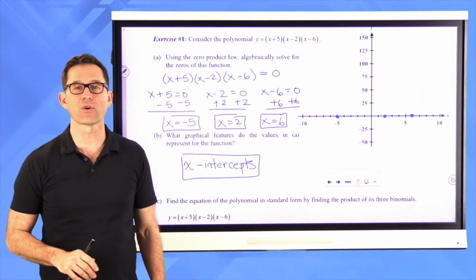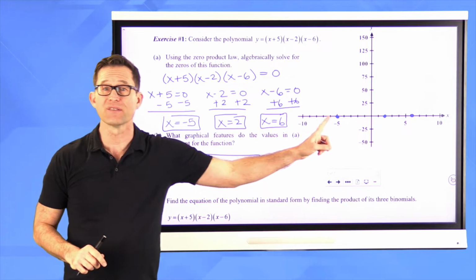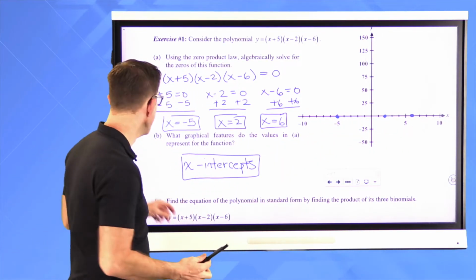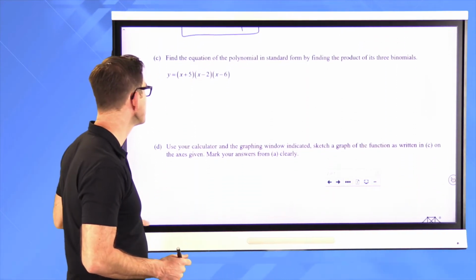Can you imagine what this curve looks like such that it crosses the x-axis here, here, and here? Well, we'll see that in just a moment. But first, we have to do some beastly algebra. Let's take a look at letter C.